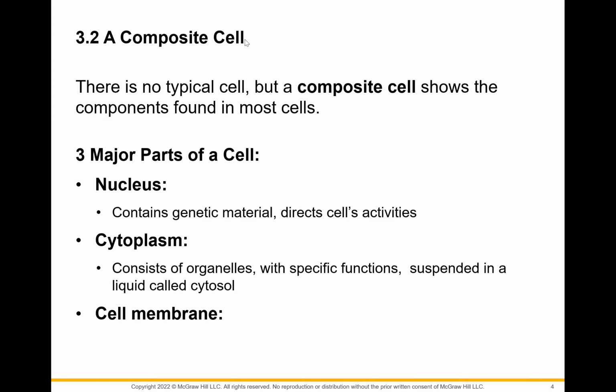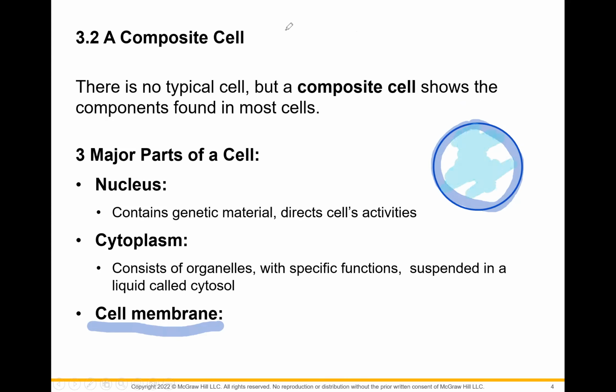If I'm to draw a cell, imagine that this is your cell. And this thing in blue is going to be our cell membrane. This cell membrane is very important because it creates a barrier between the inside and the outside of the cell. On the inside, we're going to see that we have a cytoplasm. And the cytoplasm is going to be full of a liquid component called cytosol. But we're also going to find particular organelles within this region as well.